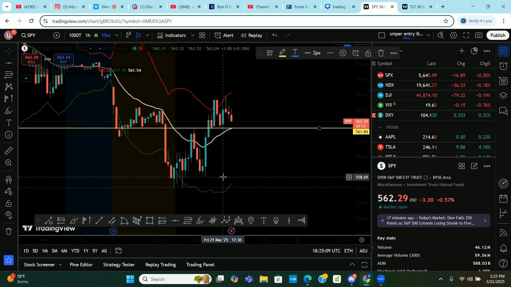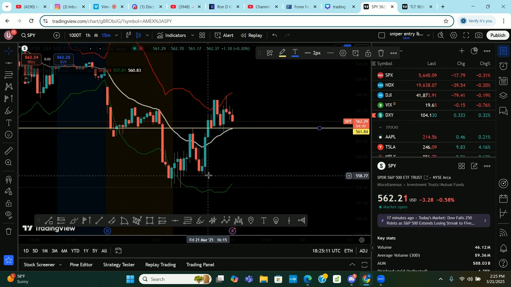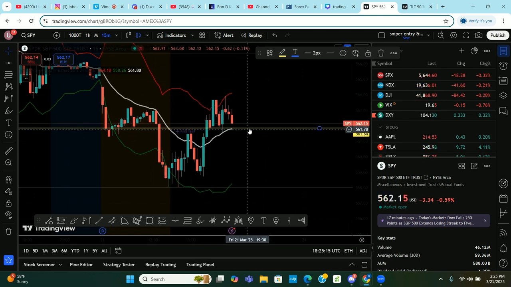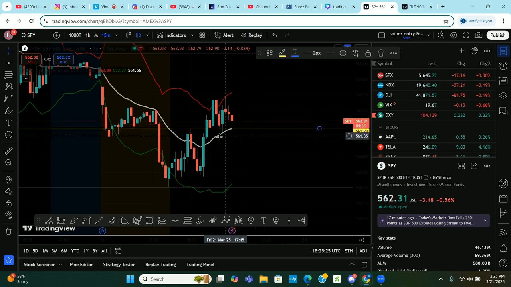People who bought here, they're in profit and they could be taking their profit. Here's a yellow line. Price is dropping. We are on a 15-minute time frame. A couple of seconds ago, I said I'm looking for price to fall here. If we bounce here, I want to look to buy calls. If we fall below, then we want to fill this gap.